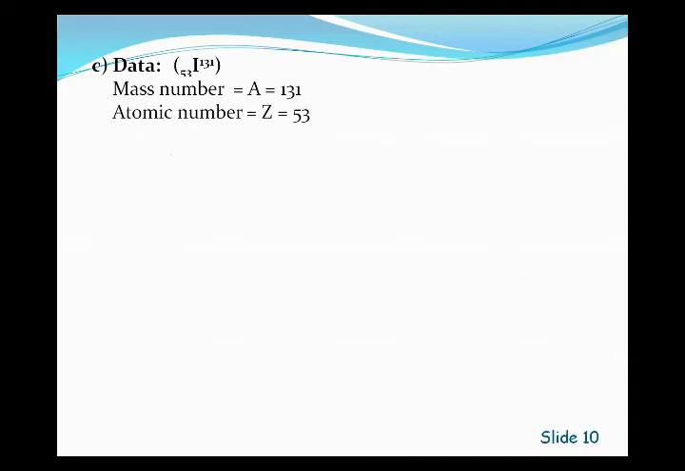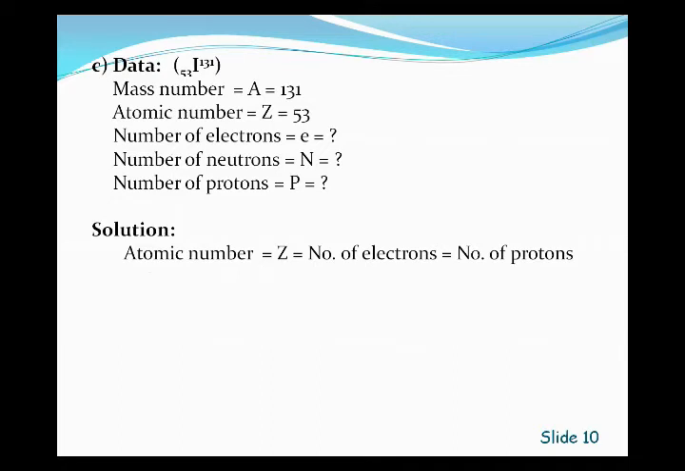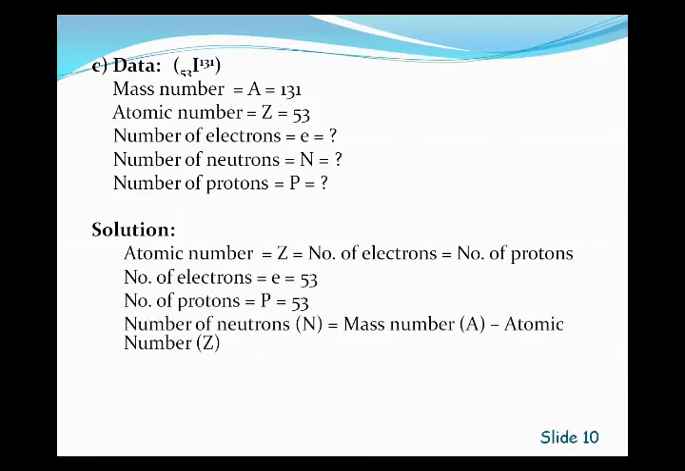So now next, iodine. We have mass number 131 and atomic number 53. We will find out the number of electrons, neutrons and protons. Now the solution: atomic number is denoted by Z and is equal to the number of protons. So the number of electrons is 53 and the number of protons is also 53. Now we will find the number of neutrons, mass number minus atomic number. So N is equal to A minus Z, 131 minus 53, then we will get 78. So 78 is the number of neutrons of iodine.